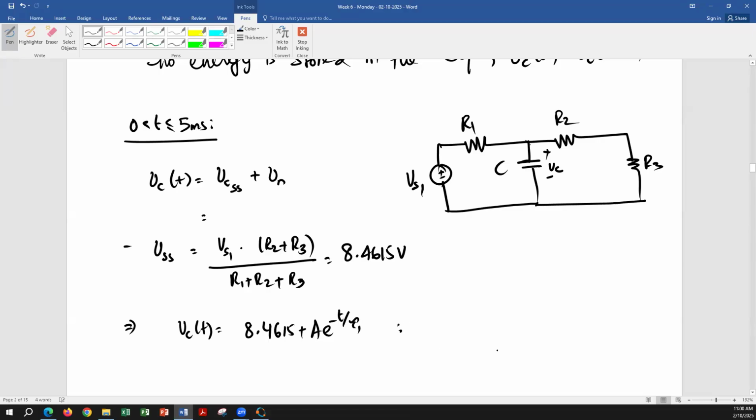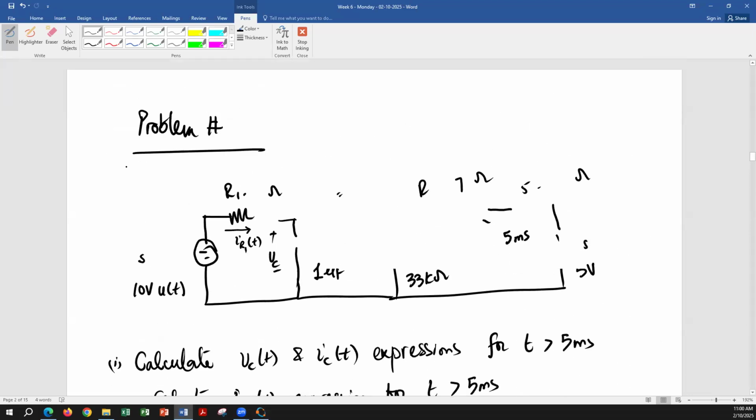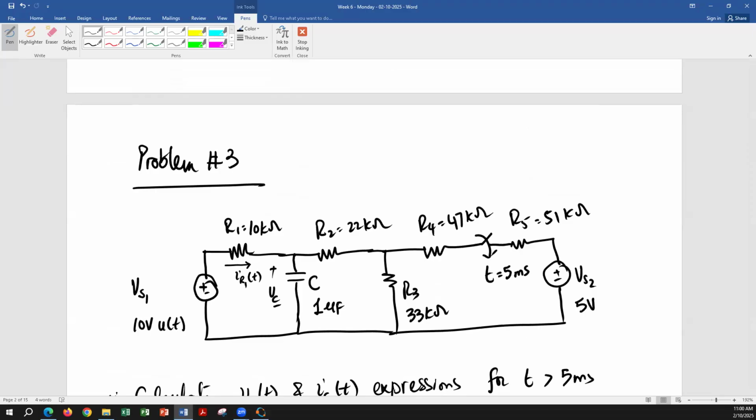And what will be the value of the first time constant tau 1? Yes, question. Getting a different answer? Oh, let me check my values. Maybe my values are incorrect. VS1 is 10, R1 is 10K, R2 is 22K, capacitor is 1 micro, R3 is 33K, R4 is 47K, R5 is 1K, VS2 is 5. My values are correct. Okay, all right.